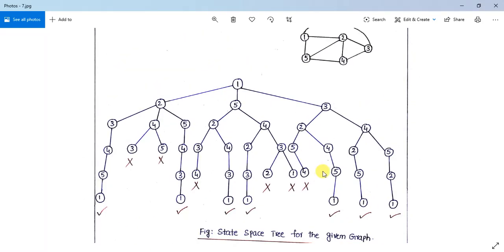So that's the complete explanation about Hamiltonian cycles, regarding the algorithm as well as the state space tree. Hope you understood the Hamiltonian cycles topic. Okay, thank you.